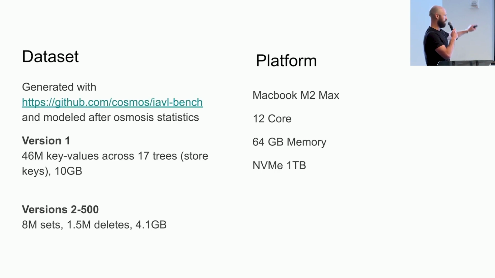So version 1 is 46 million key values across 17 trees, 10 gigabytes of data, and then each version includes a change set comprising 8 million more sets and 1.5 million more deletes, 4 gigs. The platform was tested on my laptop, although I did also do this on other machines with similar results, but the benchmarks here are from my M2 MacBook.